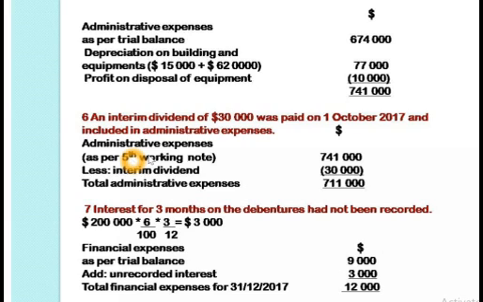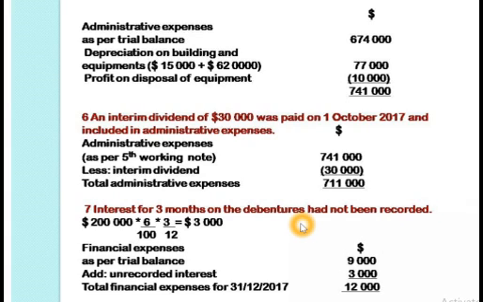So we are going to take the value which we got here, that is from the fifth adjustment, $741,000 for administrative expense, and from this we are going to subtract the interim dividend $30,000 and we get the total value for administrative expense as $711,000. In the seventh adjustment, it is stated that interest for 3 months on debenture has not been recorded.